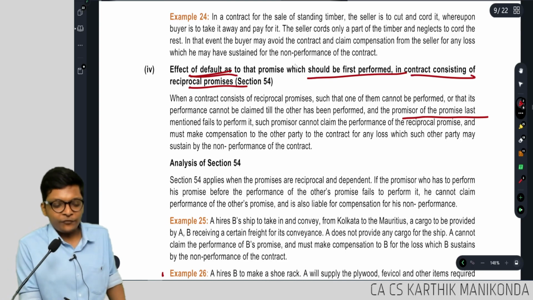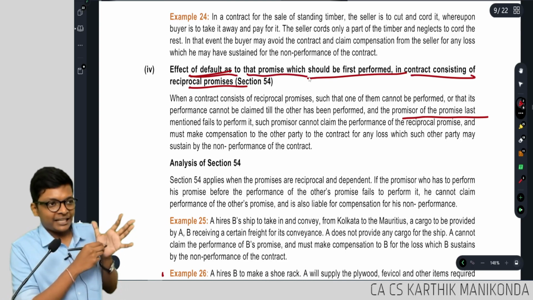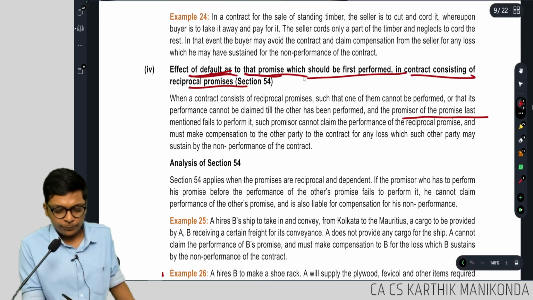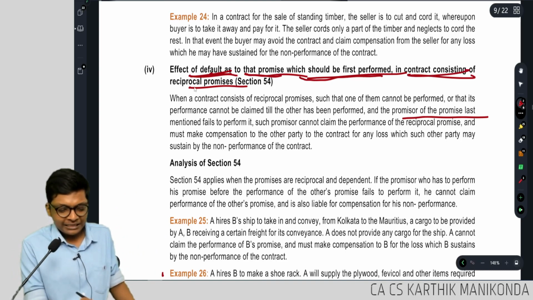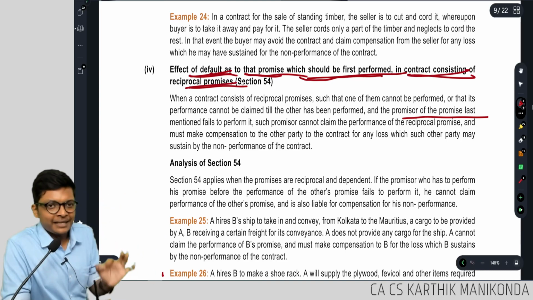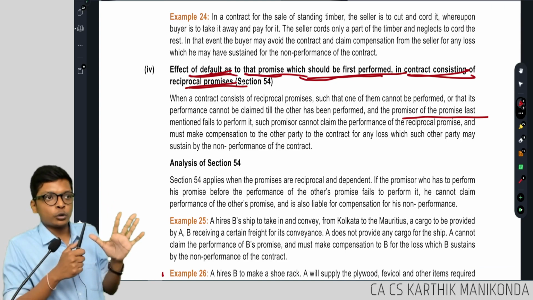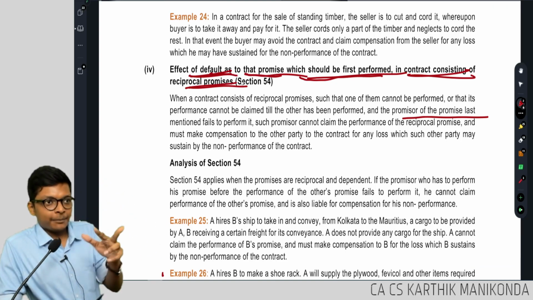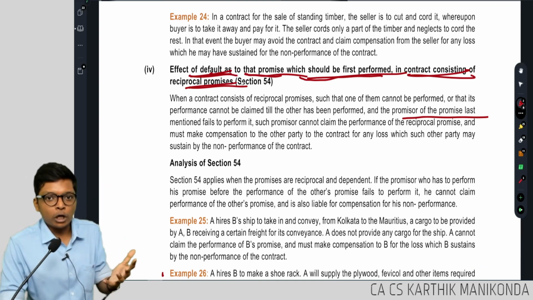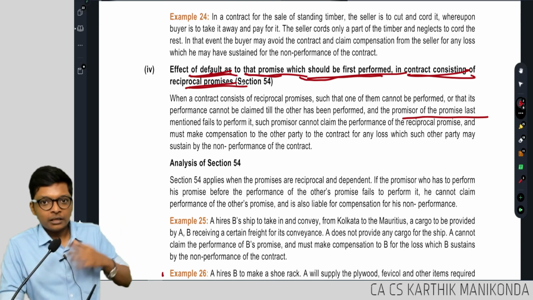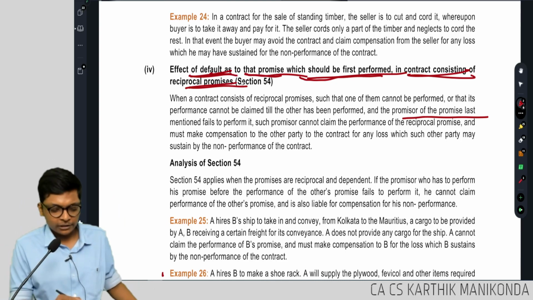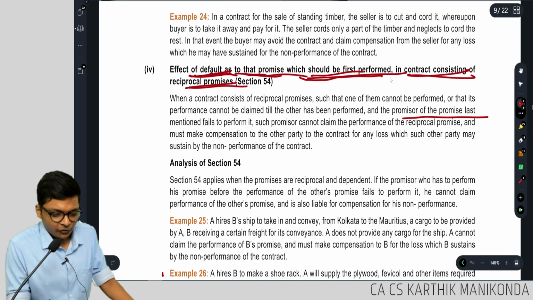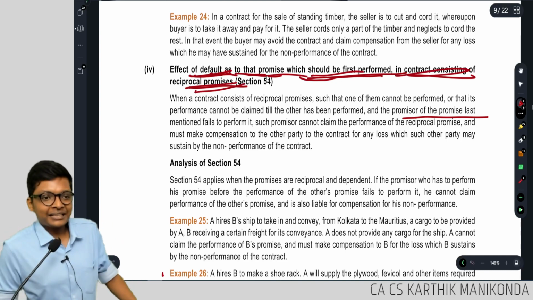Quickly, effect of default as to that promise. See, why I am using the book only here? Because these sentences are big. I wanted to learn the same way which you studied. Effect of default as to that promise which should be first performed in a contract consisting of reciprocal promises. Very simple. Same electrician and painter example. First, who should do it? Electrician. Then painter. Painter did it first. Then electrician came. He drilled it. He did his work and went. For whom loss? For me. I will claim it from the painter. Why you did it first? Because I informed him. Are you following? So, effect of default by painter to that promise which should be first performed in a contract consisting of reciprocal promise.